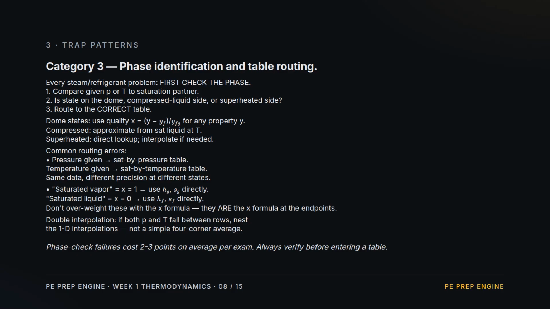Trap Category 3. Phase identification and table routing. Phase check before any steam or refrigerant table lookup. Compare given P or T to the saturation partner, dome, compressed, or superheated, and route accordingly. Pressure given, use sat by pressure. Temperature given, sat by temperature. Quality: saturated vapor is X equals 1, use Hg. Saturated liquid is X equals 0, use Hf. Don't overweight either. Double interpolation: both P and T between rows is nested one-dimensional, not a 4-corner average.